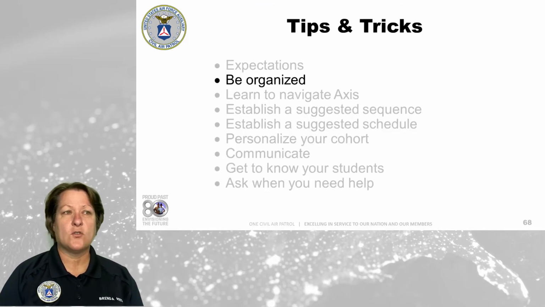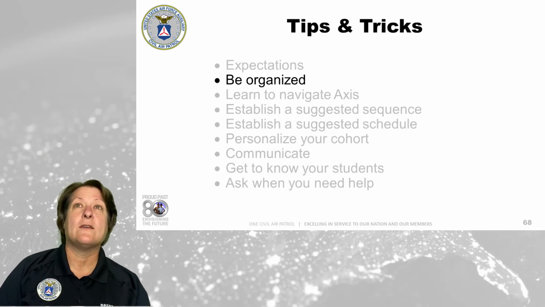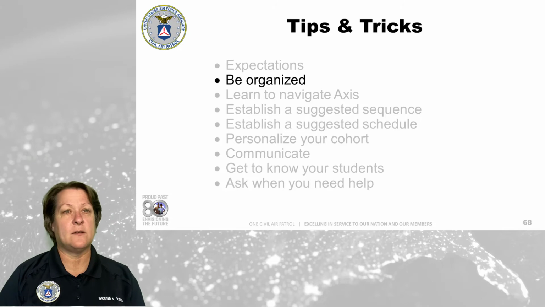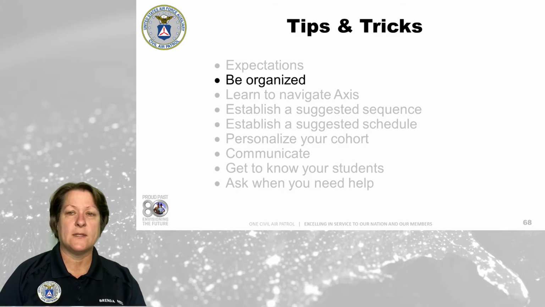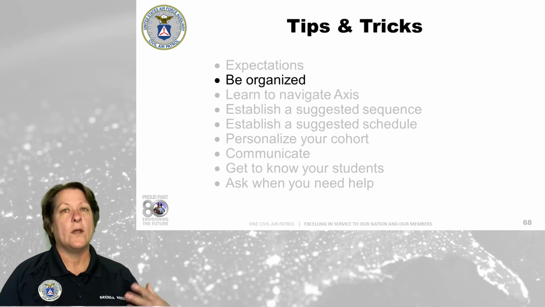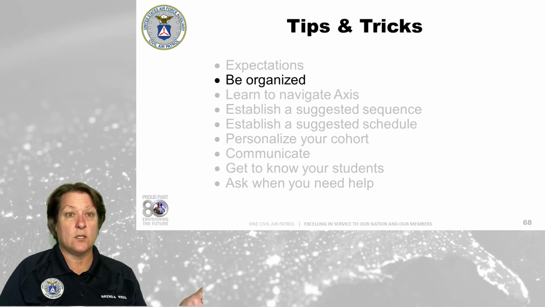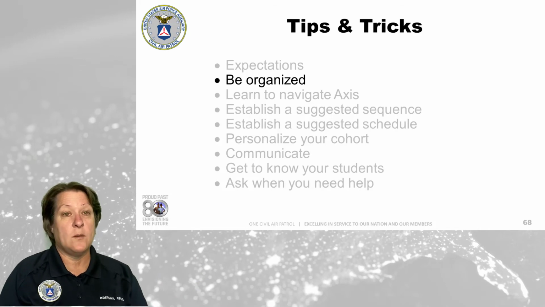Okay, next tip and trick, we did expectations. How about be organized? Okay, if you don't have a system, it's going to be very difficult. One of the reasons you have to have a system is when you are grading and reviewing work. When you're reviewing the discussions, you can't get from the grade book into the discussions. So you have to have a way, when you're reading through and grading the discussions, of organizing that information so that you can then transfer it over when you get into the grade book.